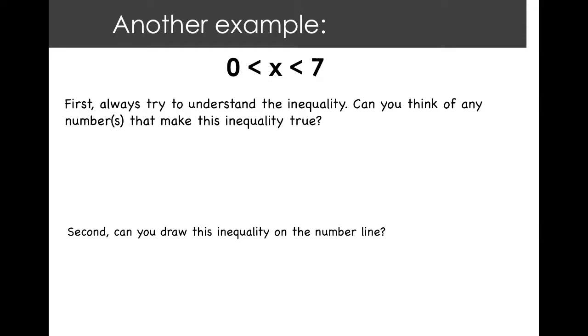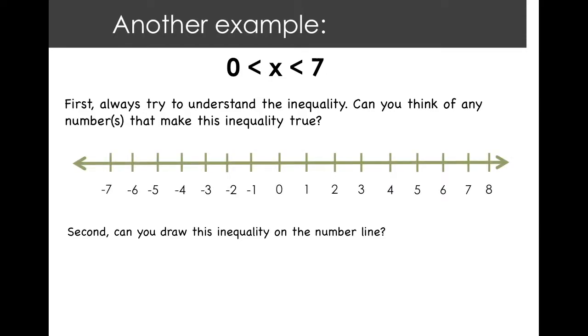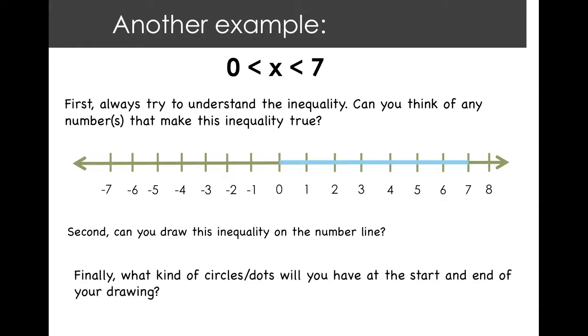Now, can you draw this inequality on a number line? So here's the number line. So I know that it's definitely going to be between 0 and 7. So here's my line from 0 to 7. Now we think about the circles. Is 0 included? No, because there's no equal to symbol. Is your 7 included? No, because there's no equal to symbol. So both of them are going to be open because they are both not included.